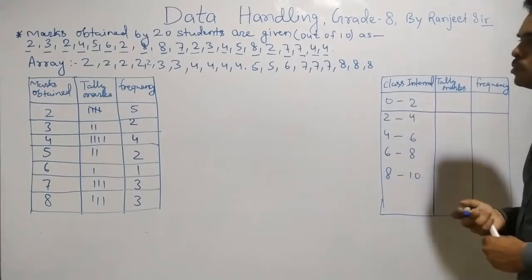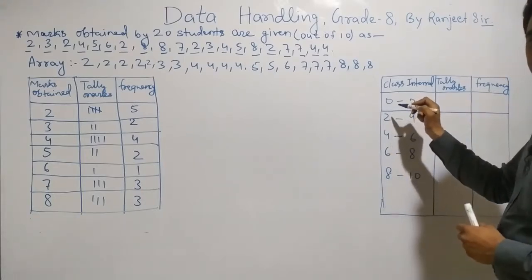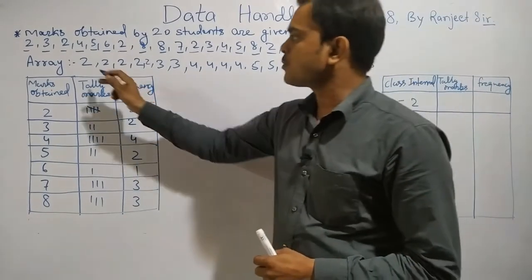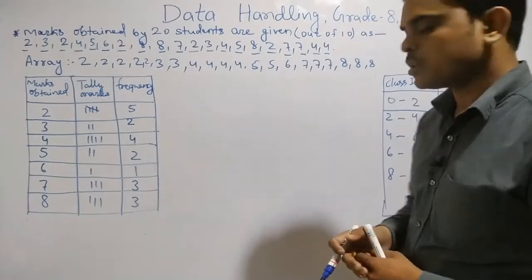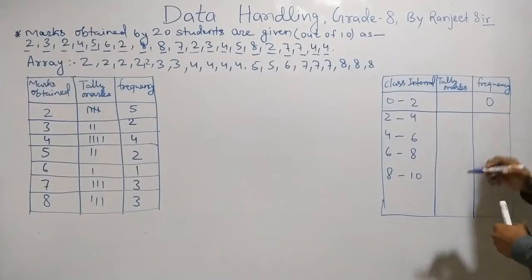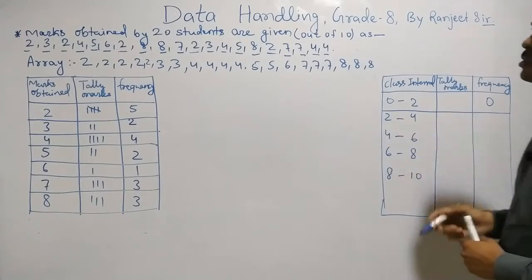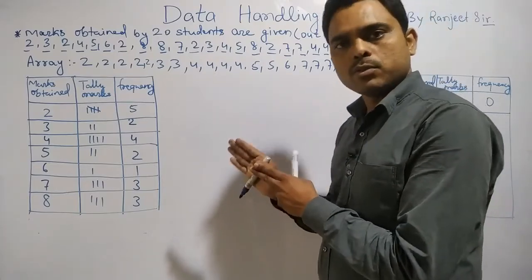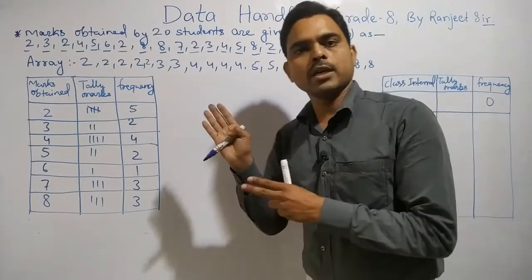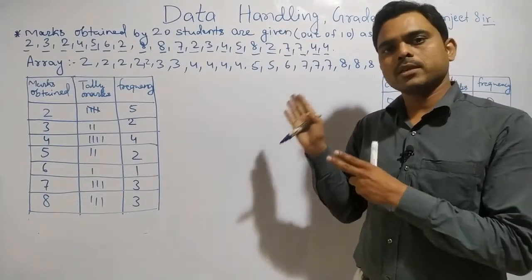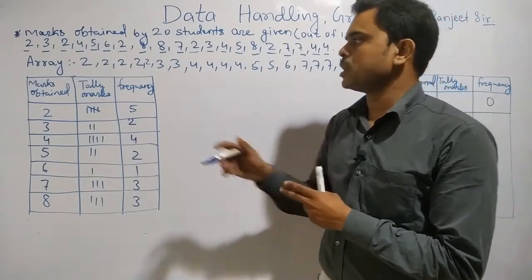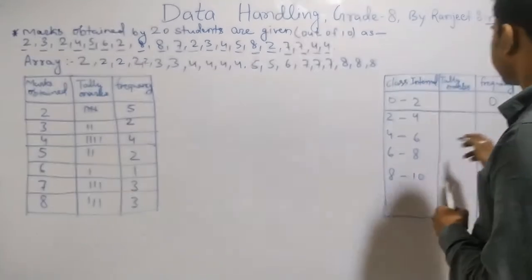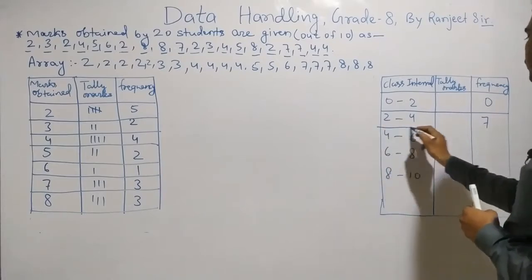Now 0 to 2, what does it mean? From 0 up to before 2. You can see no such data are there less than 2. So what will I write in frequency? 0. Now 2 to 4, you check, 2 to 4 means we'll start counting, will include 2 but will not include 4. We will consider only less than 4. So 1, 2, 3, 4, 5, 6, 7 are there, so we'll write 7 here.